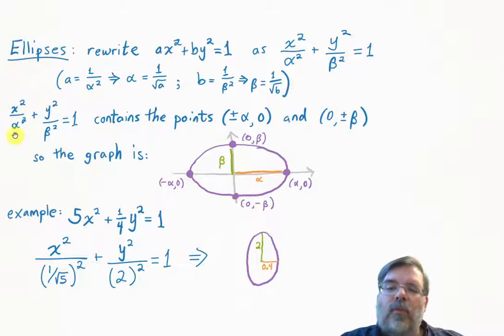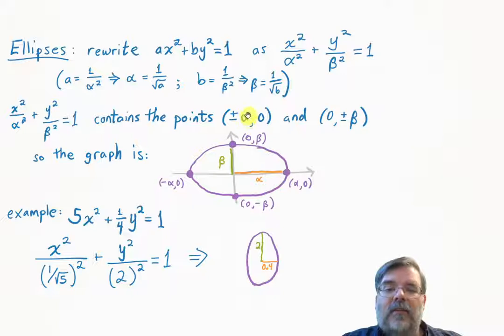Now, the reason we'd want to rewrite this equation in this form is it becomes easy to identify 4 points which will be on this graph. So in particular, the graph of the equation in this form will contain the points plus or minus alpha, comma 0. So it contains this point and this point. Why do we know the graph contains these points? Well, what happens if we plug these numbers back in for x and y?